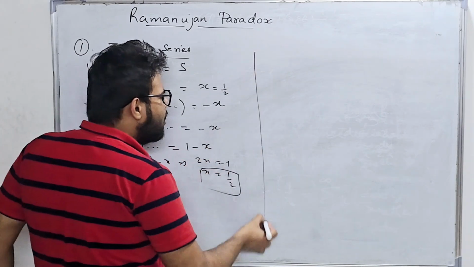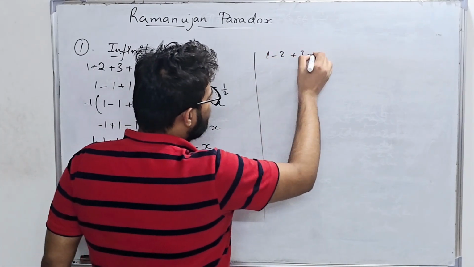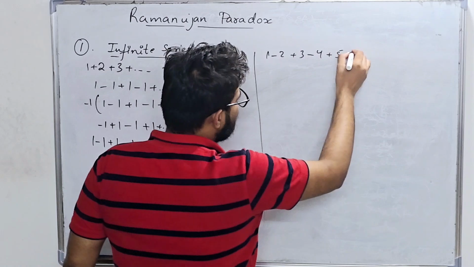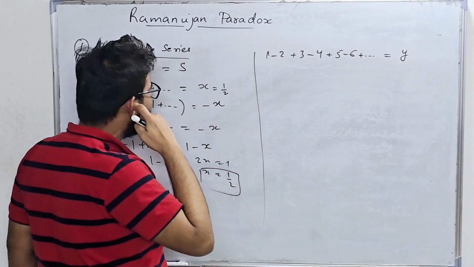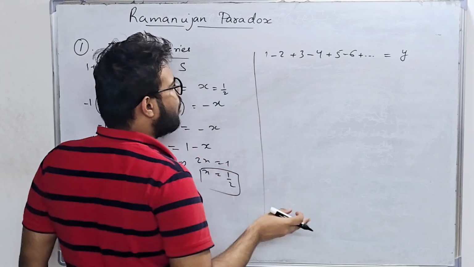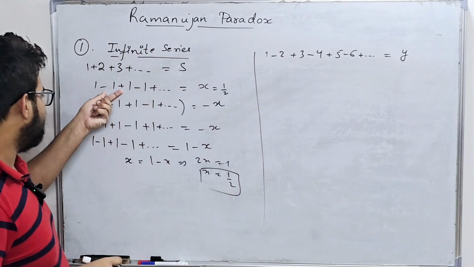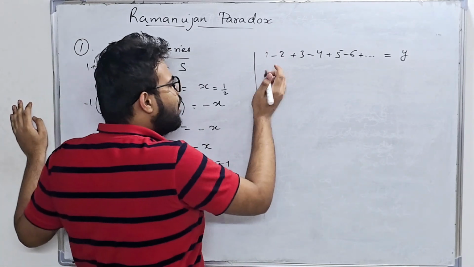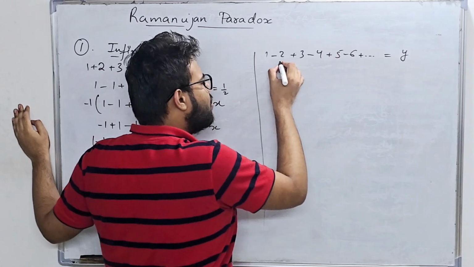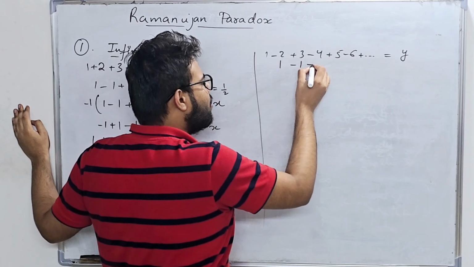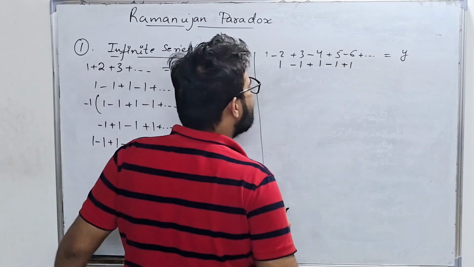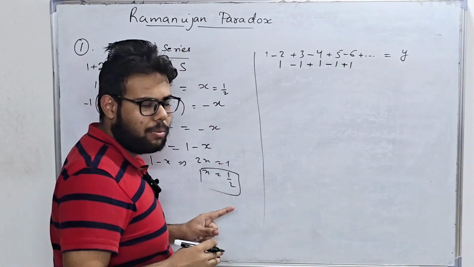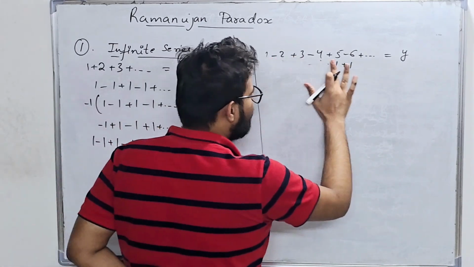Okay, now assume another series, 1 minus 2 plus 3 minus 4 plus 5 minus 6 is equal to y. Set it equal to y. Now what? Now take this series and just shift it by one term. 1 minus 1 plus 1 minus 1 plus 1. Does it make a difference? No.